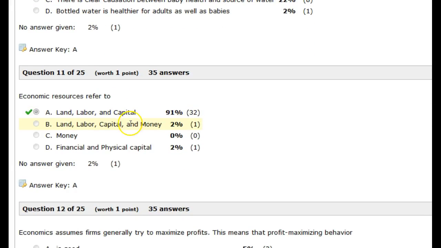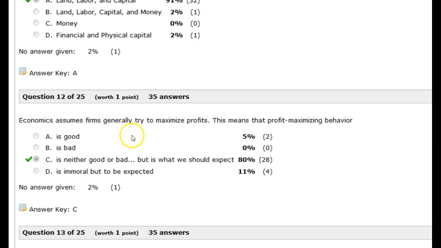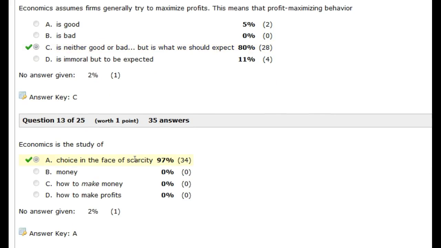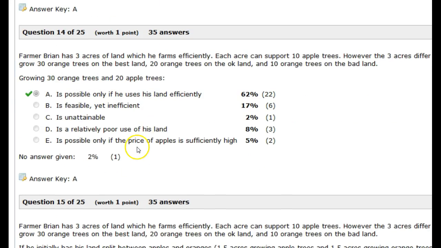Economic resources, money is not an economic resource. This one looks pretty good. We assume farmers are maximizing profits. That's not a moral statement. It's just what's going to happen. Very good. Economics is the study of choice in the face of scarcity.